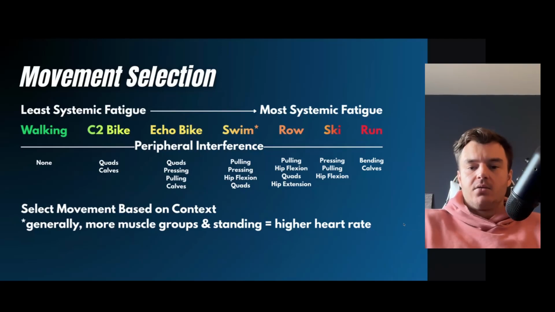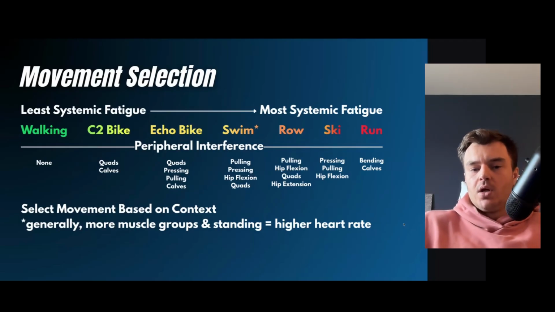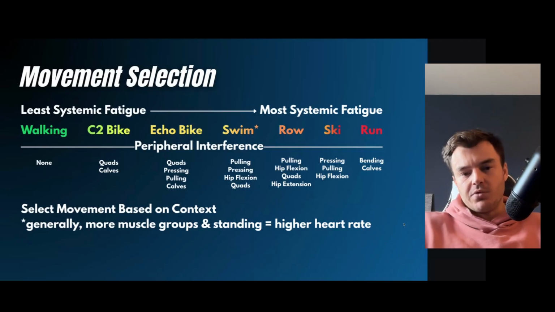The Echo bike uses the quads as well, but it also uses some of the pressing and pulling muscle groups. So if you're pairing an Echo bike with something like handstand push-ups, there will be some form of interference there with pressing the handles away from you, although I don't think that amount of tension is super significant and oftentimes it doesn't present itself as a huge issue for people.